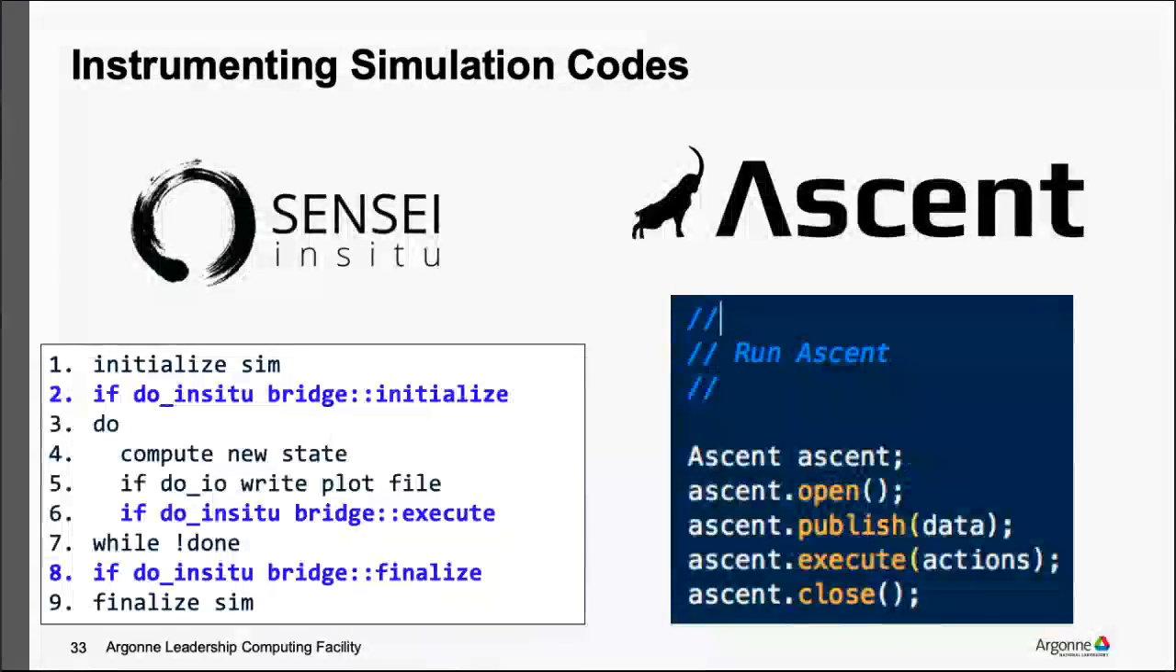Similarly, in Ascent, I'm showing some of the major calls here. There's a class called Ascent, and that class contains the open method. There's the publish data method every time there's new data. There's the execute method with actions every time that there's new data, and at the end you call close to again finish and terminate everything gracefully.